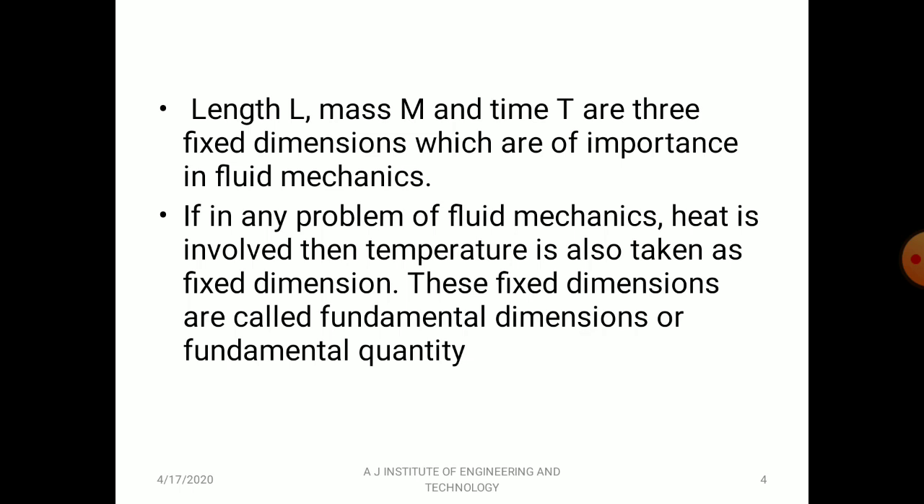The theta parameter is used in heat transfer problems, like if heat transfer is taking place from surrounding to system or system to surrounding, then temperature is the main parameter. The SI unit of temperature is Kelvin, and it is replaced in dimensions by theta. So the four fundamental quantities are mass M, length L, time T, and for Kelvin it is theta. These are used in problems, but in this module we are going to discuss only three fundamental quantities, that is mass M, length L and time T.